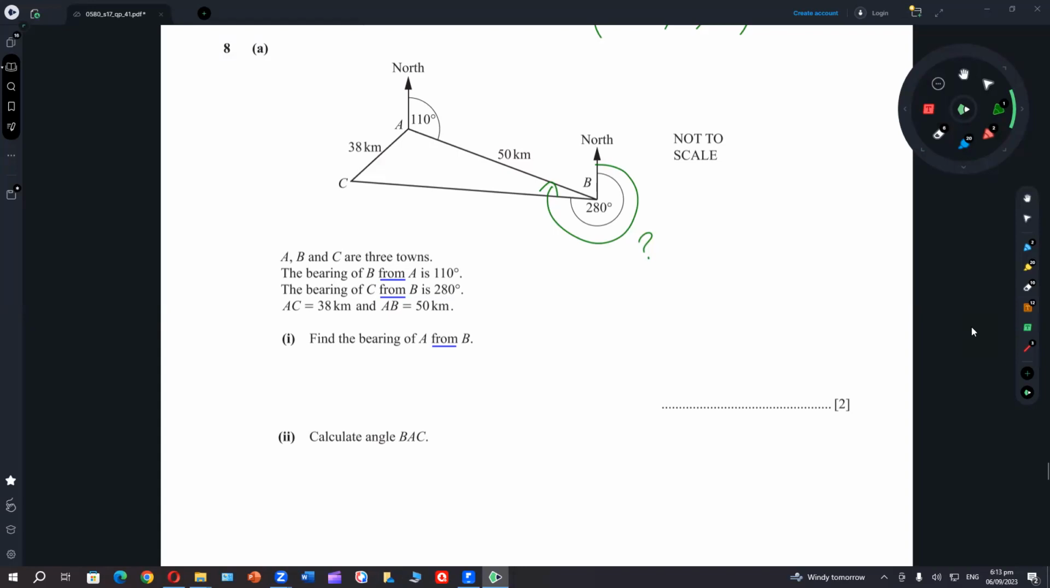So now please start thinking about it. I need a suggestion. I have a 110 angle. I have a 280 angle. I have two sides also.